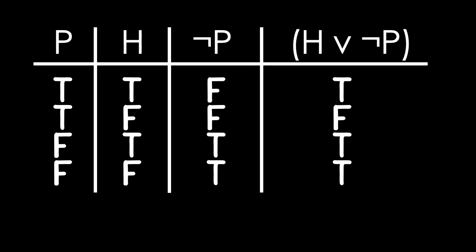Since we already have the truth conditions for negation and disjunction, we can work out the different possibilities. We have 4 rows because there are 4 possible combinations of truth values for P and H. Not P just toggles the value: where P is true, not P is false. Where P is false, not P is true. And then for H or not P, we just look at the columns for H and for not P and apply the rule for disjunction. And we get this table.